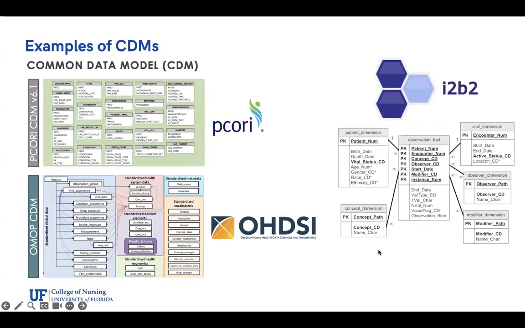Here, I'm bringing a few examples of other common data models in case you have heard of them. PCORI is one of them, also used within the OneFlorida Plus. Odyssey is where OMOP comes from, which I shared is the one we're using for this project. There's also i2b2, which is a common data model as well.